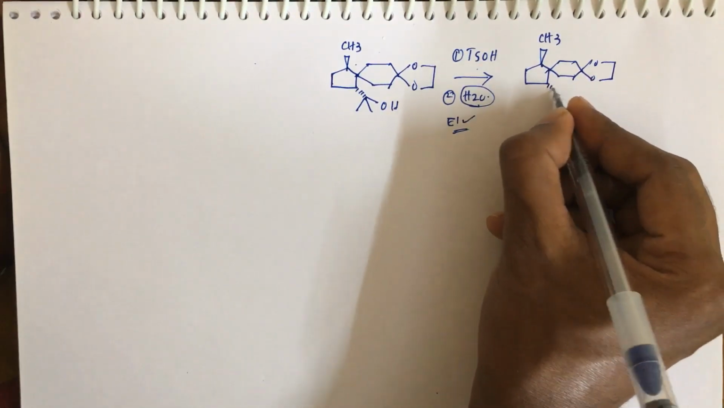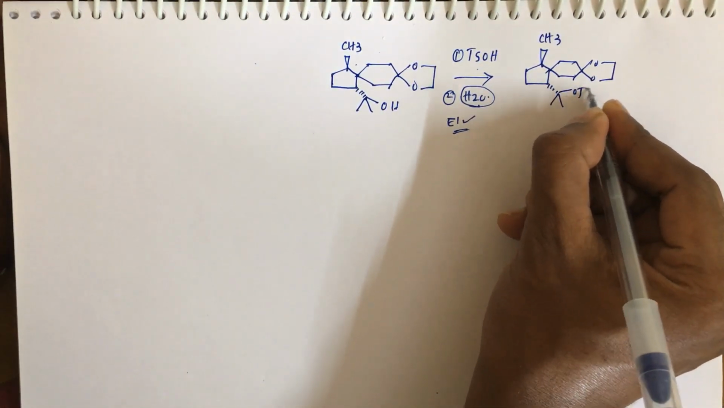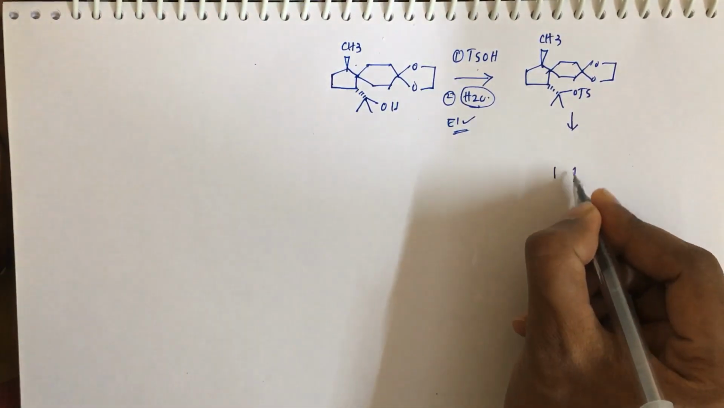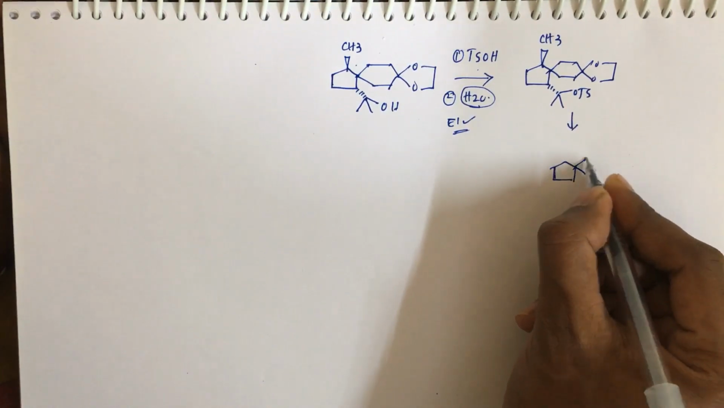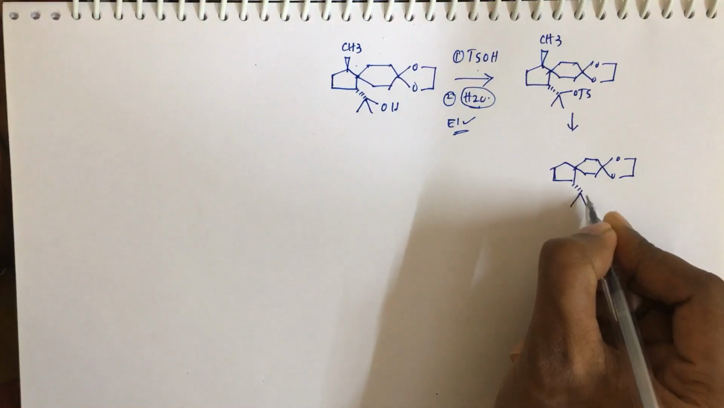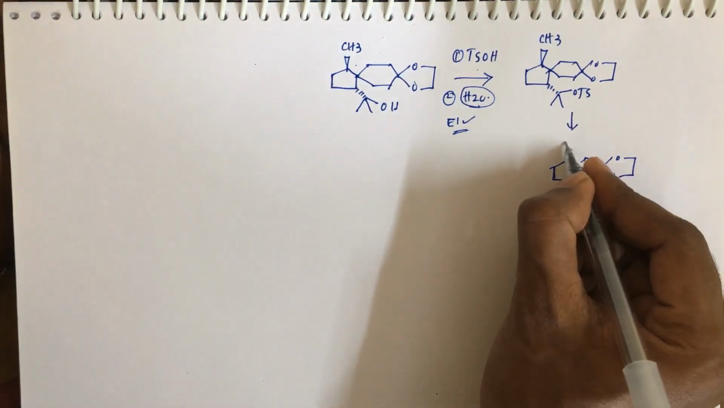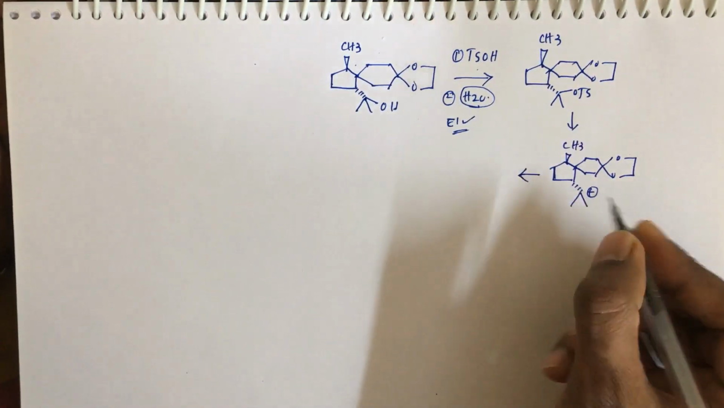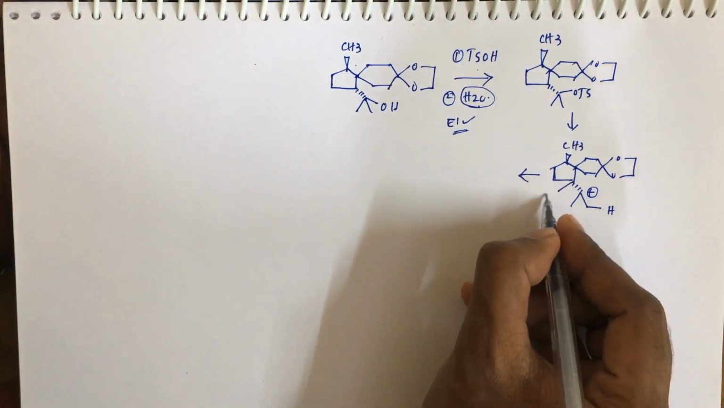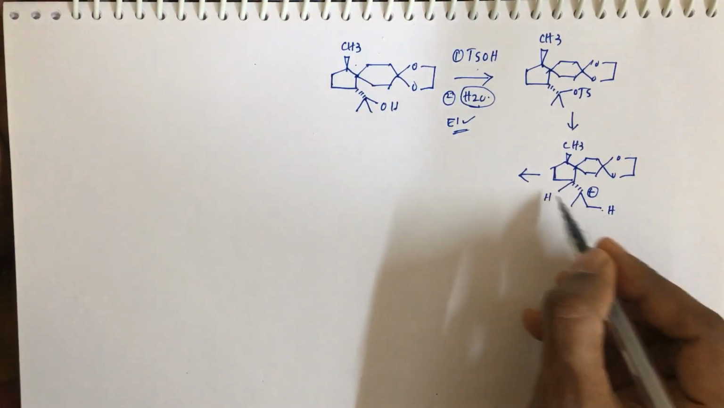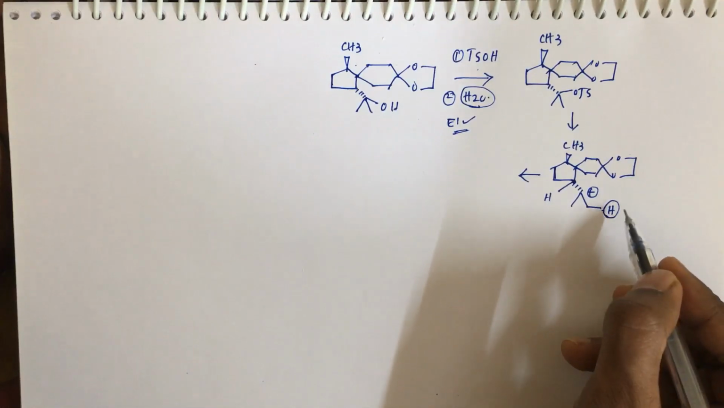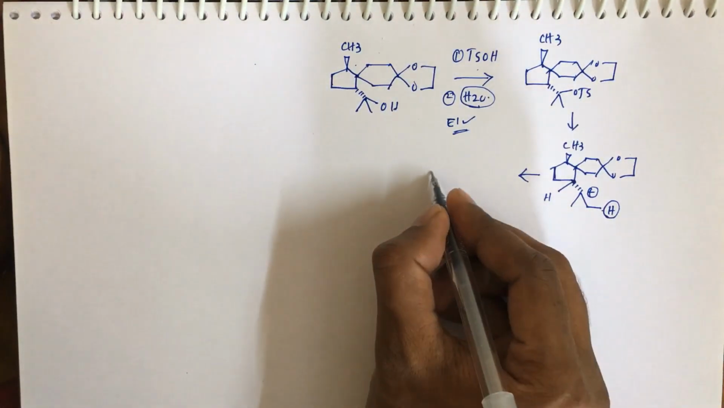this will get converted into OTs. Upon elimination of OTs, it's a good leaving group. This will become a carbocation plus a methyl group, and here there are two possibilities. The water can abstract either this hydrogen or this hydrogen. Since this is a hindered side, water can take this hydrogen because it's the less hindered side.